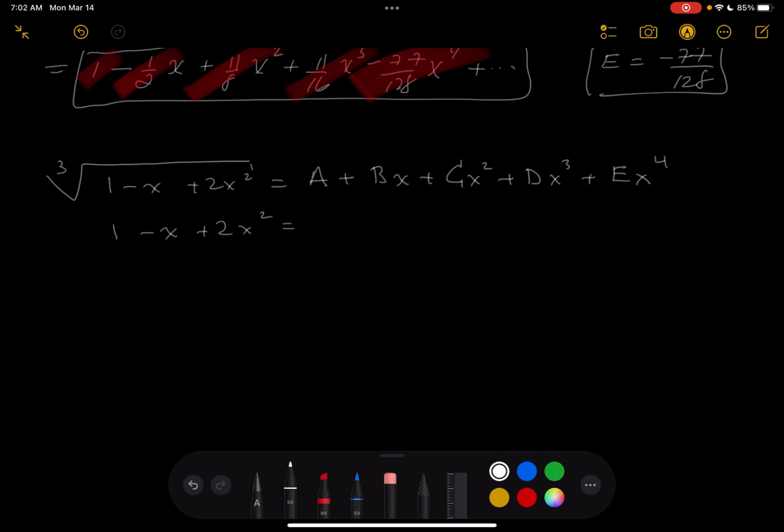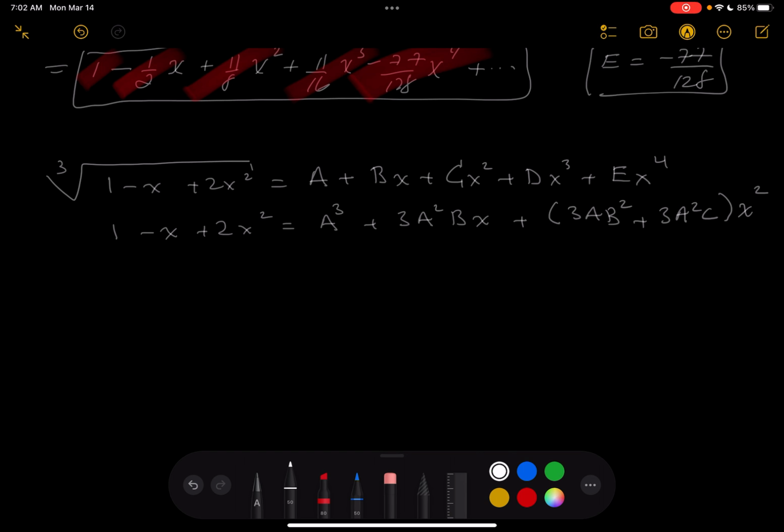Again, if I were doing a large number of these problems, I probably would want to write this down at once and then just keep reusing it over and over again. So it's going to be a cubed if I cube both sides. And then you're going to get plus 3a squared bx. And then you're going to get plus 3ab squared plus 3a squared c, and that's going to be x squared.